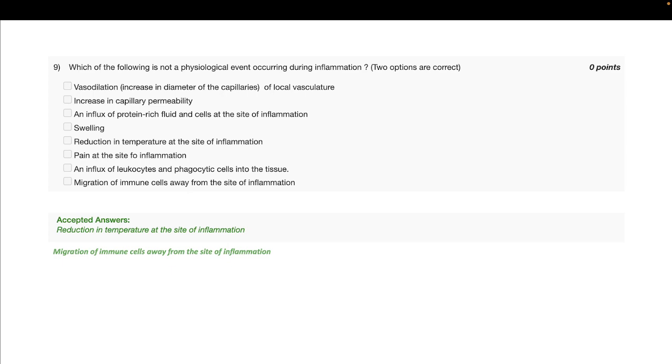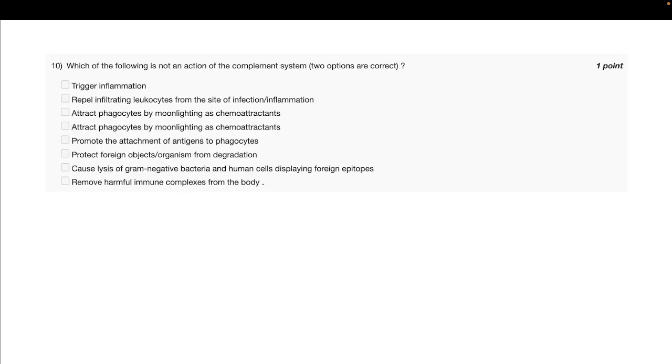Then we'll move on to the last question of this session. The last question is, which of the following is not an action of the complement system? And you have to choose two correct options. Any answers? Option 2 and 6. Option 2 is repel infiltrating leukocytes, and 6 is protect foreign objects or organisms from degradation.